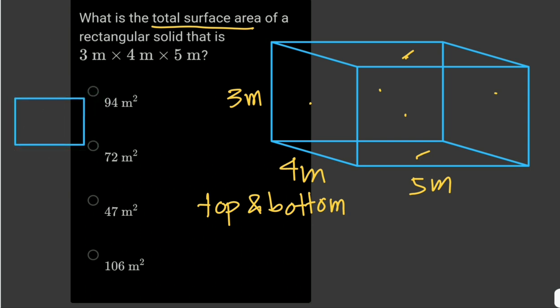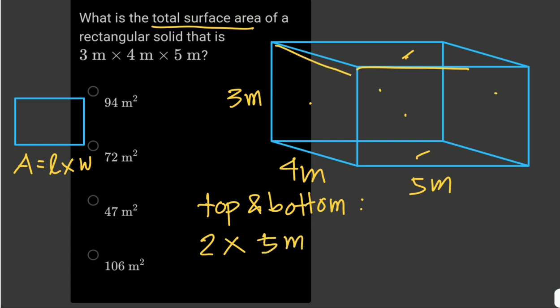And to solve for the area of a rectangle, we use the formula length times width. So for top and bottom, we have 2 sides, so we multiply that by 2. So 2 times the area of the surface, which is length times width. So the length here is 5 meters and the width is 4 meters. And this would give us 5 times 4, 20. 20 times 2, so that would be 40 meters squared.